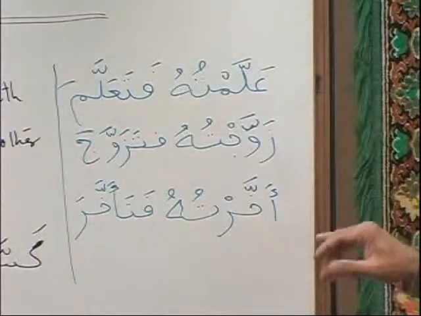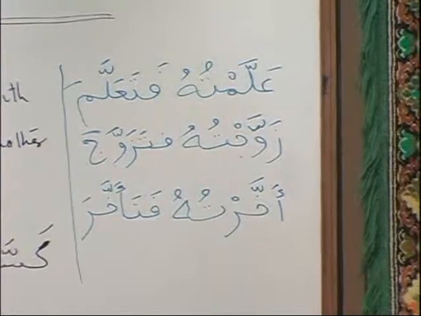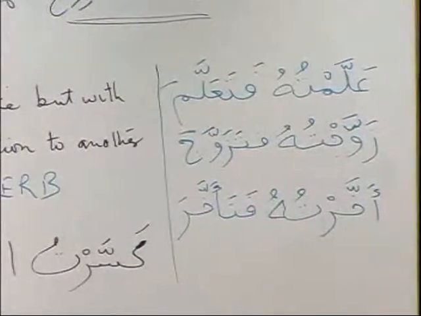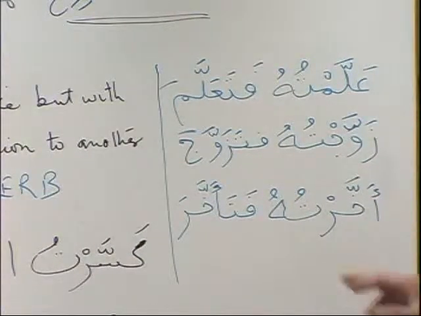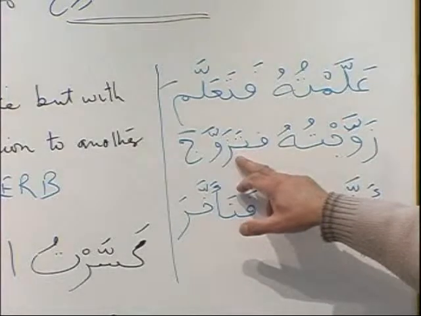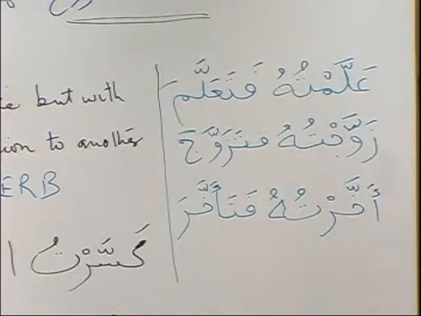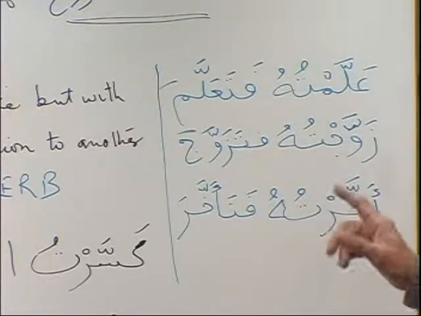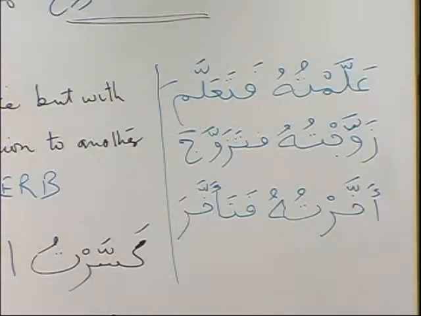And zawwajtuhu, I got him married. So what happened? He married. So where is who in here? Damir mustatir, fa'il. Remember? Akhartuhu. I delayed him. So what happened? He got delayed. Ta'akhara. Okay. So this is all you have to keep in mind, brothers and sisters.